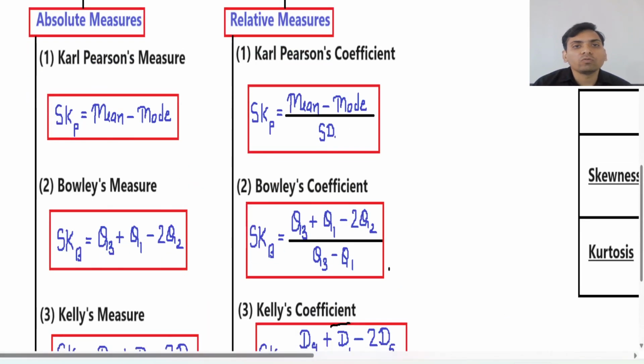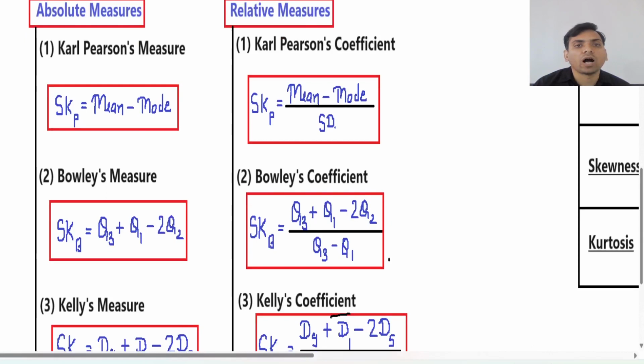And now we will see relative measure. So how will you find relative measure? If the quantity is divided by the same type of quantity. So in this case, we will divide this Pearson measure, mean minus mode, by standard deviation. Then you will see this as Pearson coefficient of skewness.